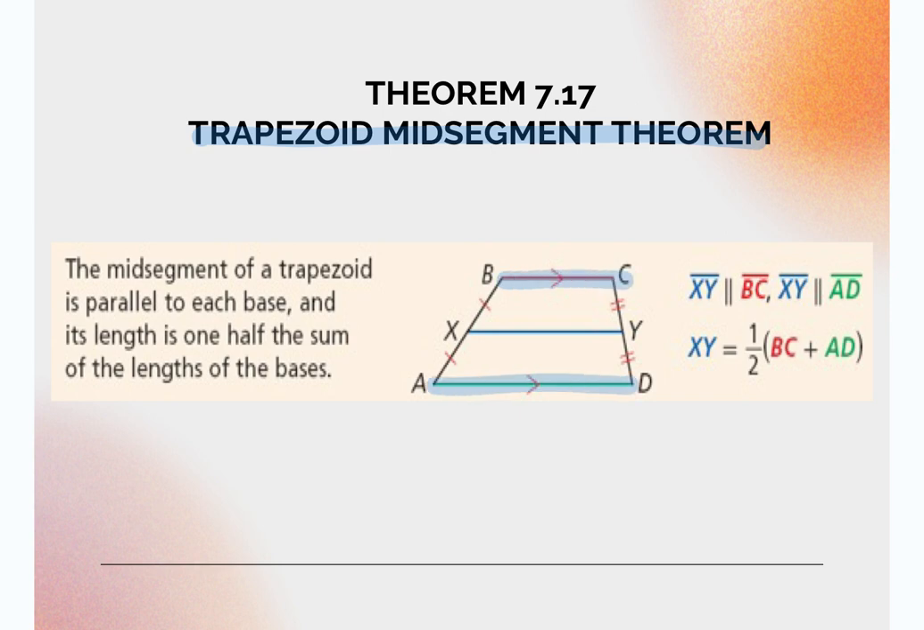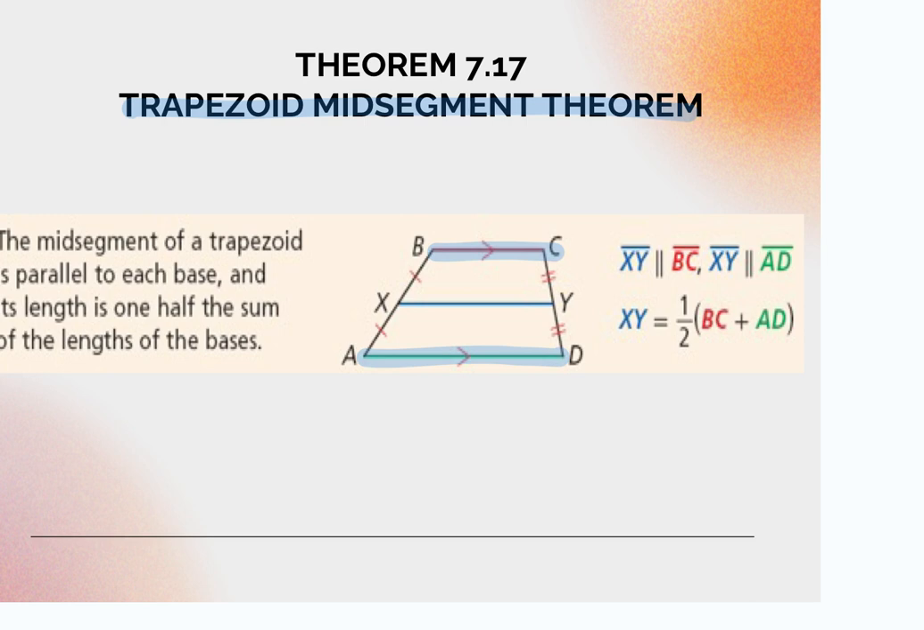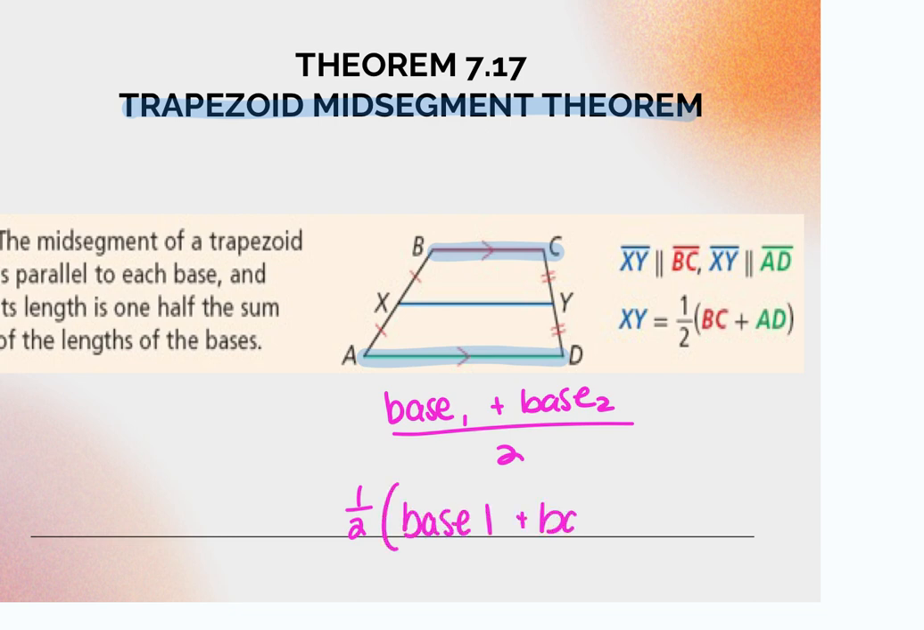And the length is 1/2 the sum of the bases. So it is base 1 plus base 2 divided by 2, or 1/2 the sum of base 1 and base 2. Doesn't matter which one's base 1 and which one's base 2. You just add them and divide by 2.